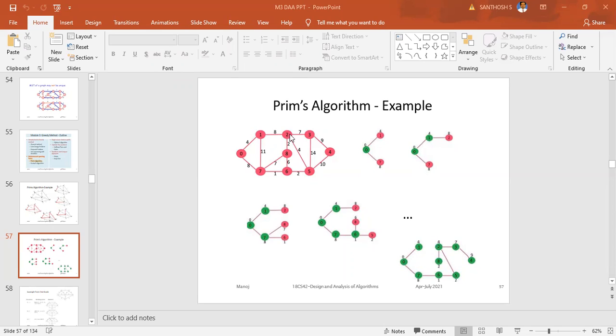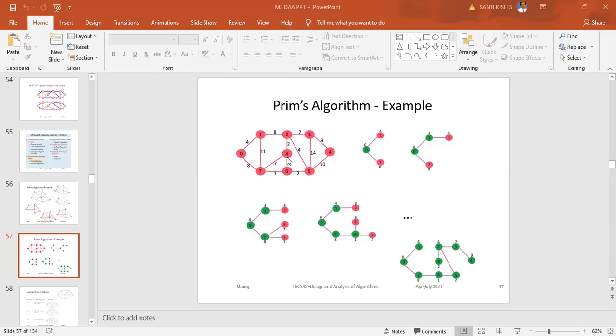Go with 2 now. So from 2, 2 to 8 is 2, 2 to 1 it's 8, 2 to 3 is 7. So in that, which is the minimum one? Minimum one is 2 to 8 is 2. So that's why you have taken it as 2 to 8, it's 2.